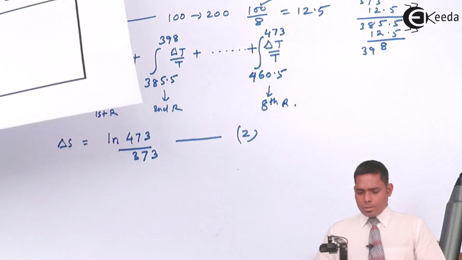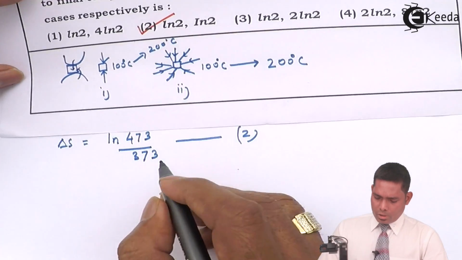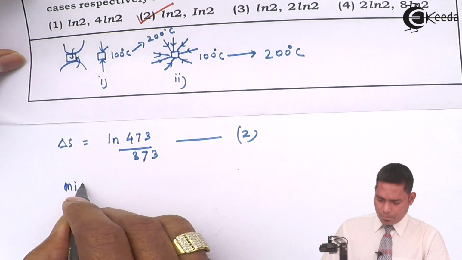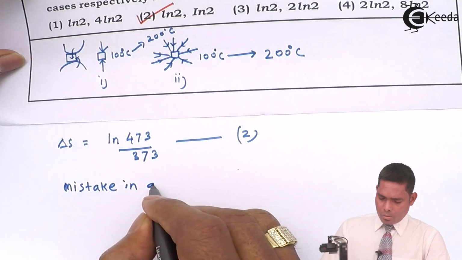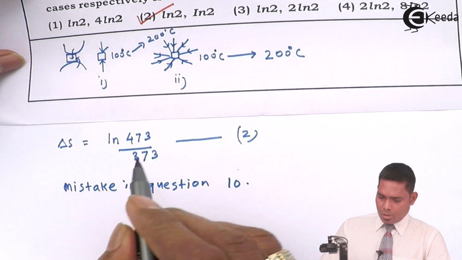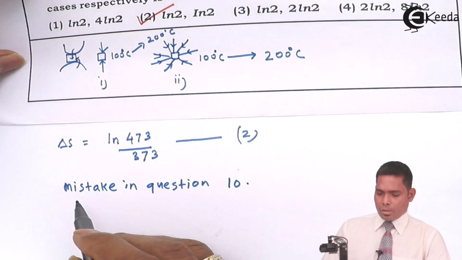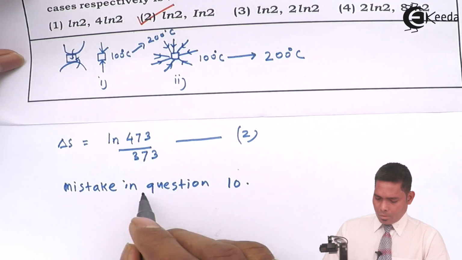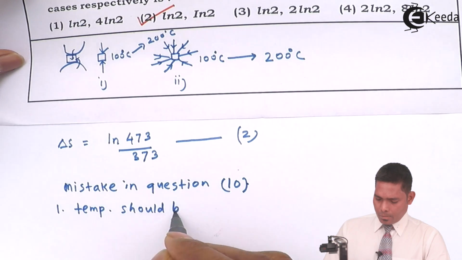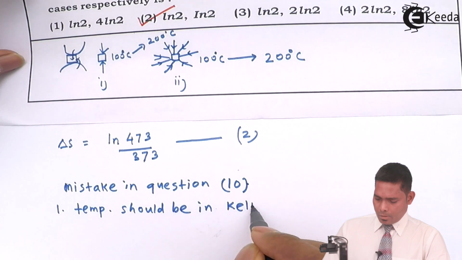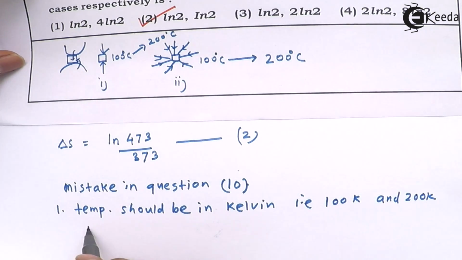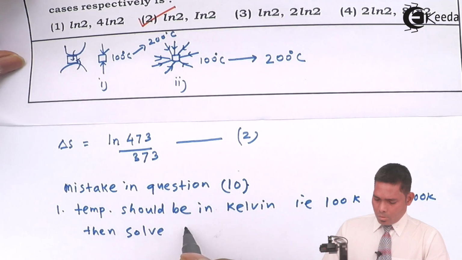Then what we'll do, that means we will write that there is a mistake in the question. So write there is a mistake in question number 10, that the temperature is given in degree centigrade, it should be in Kelvin. The temperature should be in Kelvin, that is 100 K and 200 K. Then solve the question.